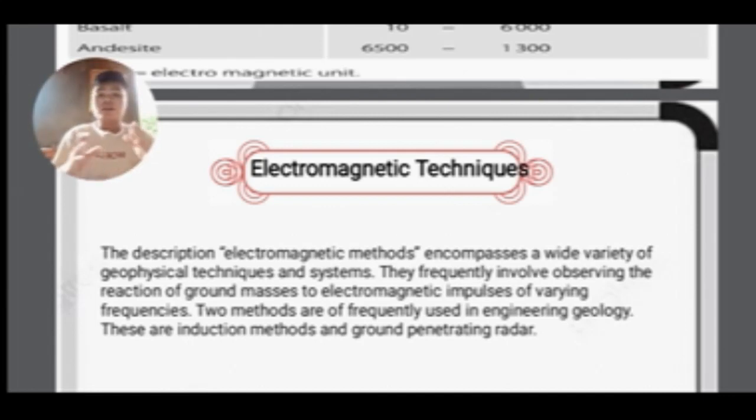Two methods are frequently used in engineering geology. These are very common, and these are induction methods and ground penetrating radar. It utilizes electromagnetic induction processes to measure one or more electric or magnetic field components resulting from transient or artificially generated alternating current sources.